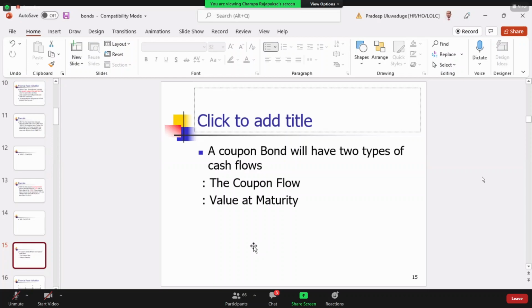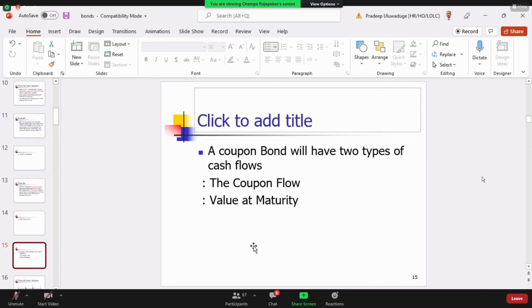Now, in the zero coupon bond, you had only one cash flow. In the perpetual bond, you had only the coupon flow forever. But in a coupon bond, there is a coupon flow. Coupon interest is paid on an annual, semi-annual, or quarterly basis. And at maturity, you get the value that you paid to purchase the bond. So there are two types of cash flows.